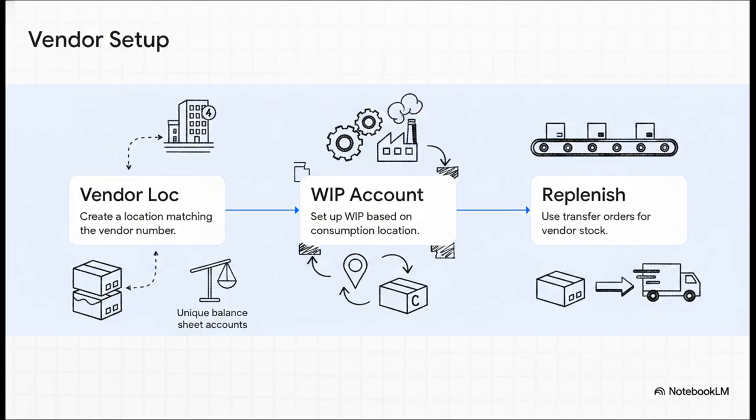First, you establish the vendor location. And again, please make it match the vendor number. Then, you define your inventory posting setup to separate this onto a unique balance sheet account. Now, because the vendor is going to consume this inventory, Dynamics NAV actually requires you to set up a WIP account. That's determined by the consumption location combined with the inventory posting group of whatever item is being produced. And finally, just like before, you start moving goods using transfer orders.